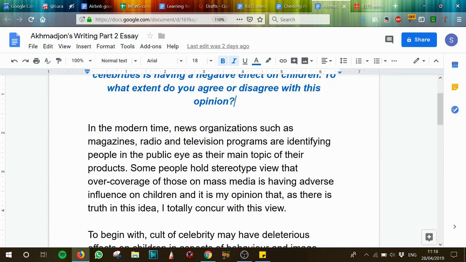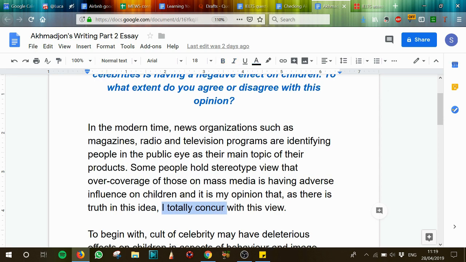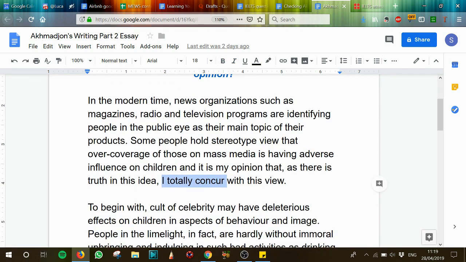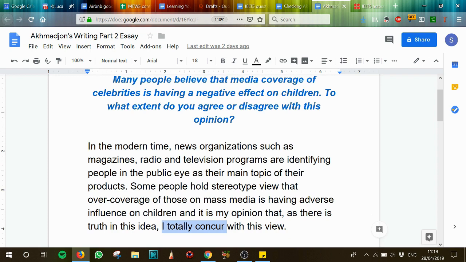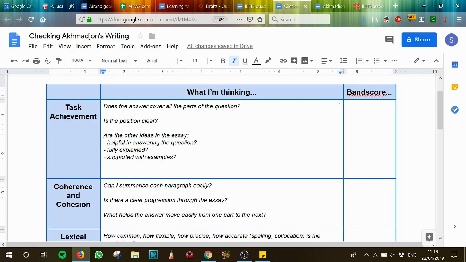But there's this part, to what extent do you agree? And I think that Akmajon only really mentions this in one place. He says, I totally concur with this view, but maybe he could have given us a little bit more information about to what extent he agrees or disagrees. But generally, yes, Akmajon answers all parts of the question.